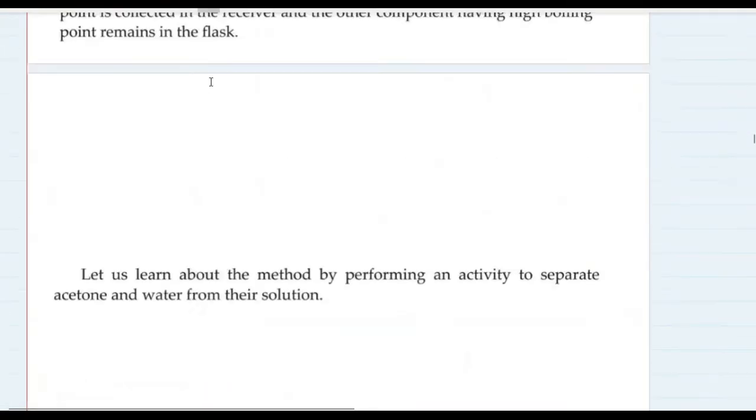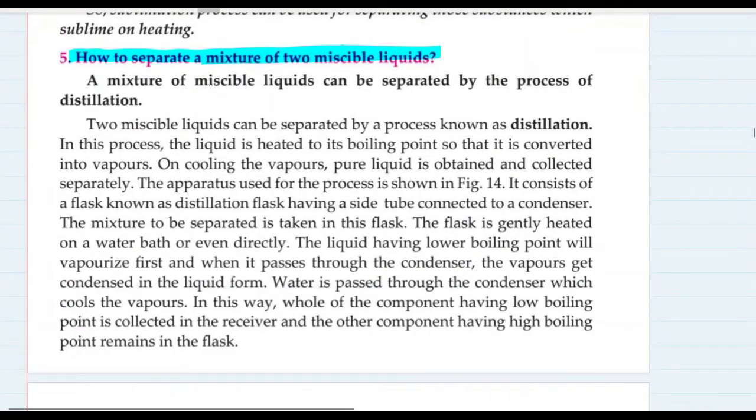But what if we have miscible liquids? Now we cannot use a separating funnel. So the fifth process of separation, the advanced process of separation, is distillation. A mixture of miscible liquids can be separated by the process of distillation.